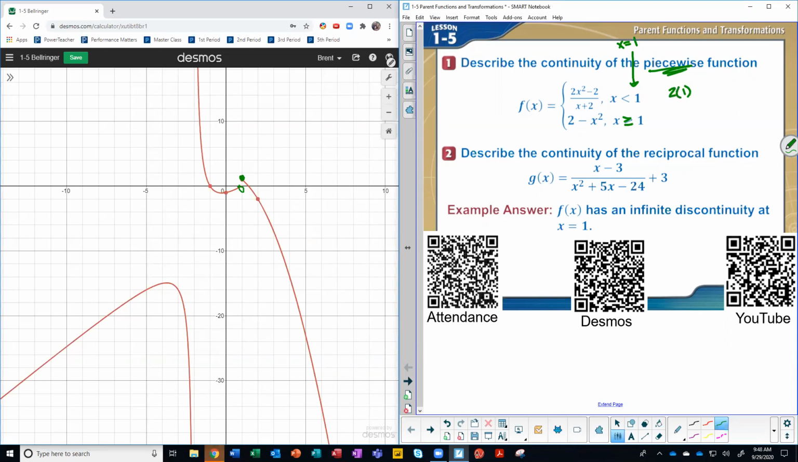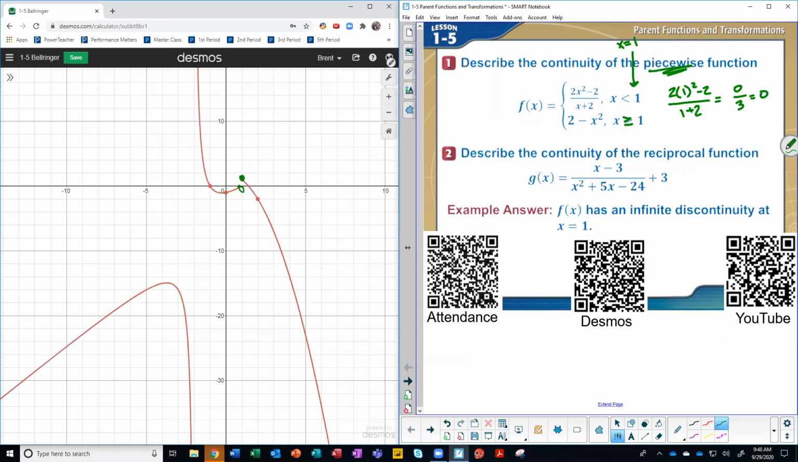So if I had 2 times 1 squared minus 2 over 1 plus 2, what I'm doing is plugging the 1 into the top expression. 1 squared is 1, I'm following PEMDAS. So parentheses, exponent, 1 squared is 1, multiply times 2 is 2, subtract 2, I get 0. Bottom, 1 plus 2 is 3. What is 0 divided by 3? 0. So the y value here is 0.